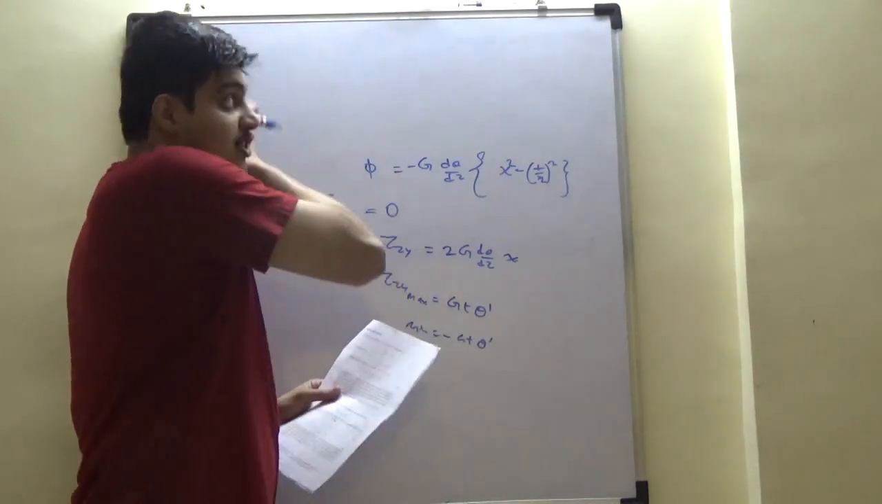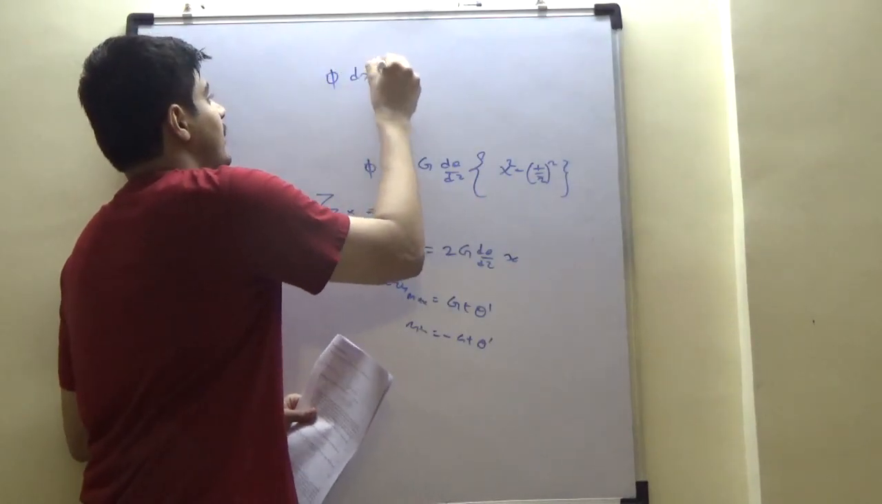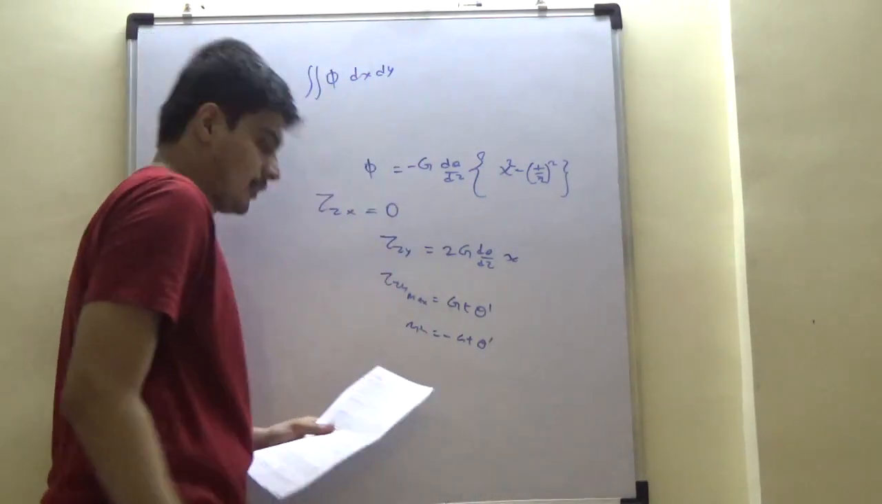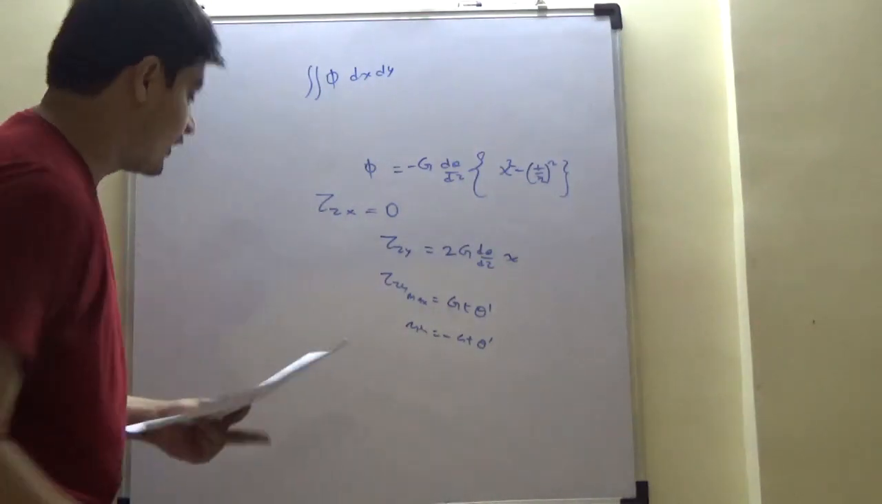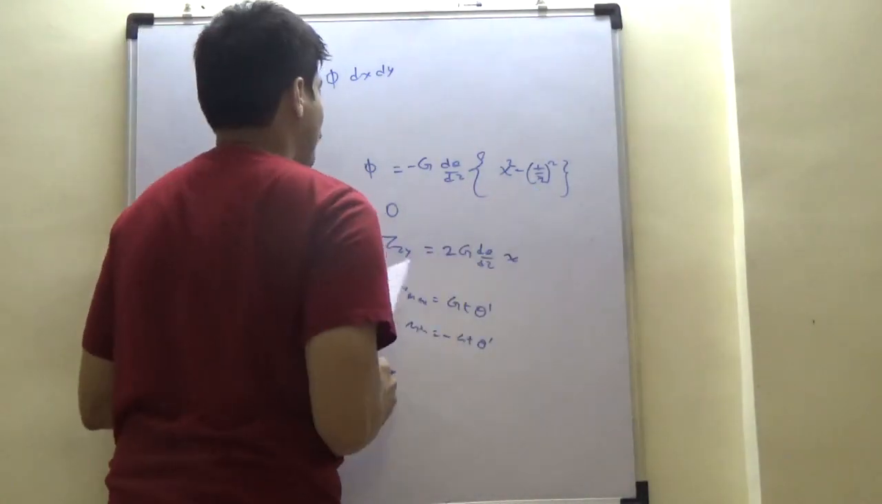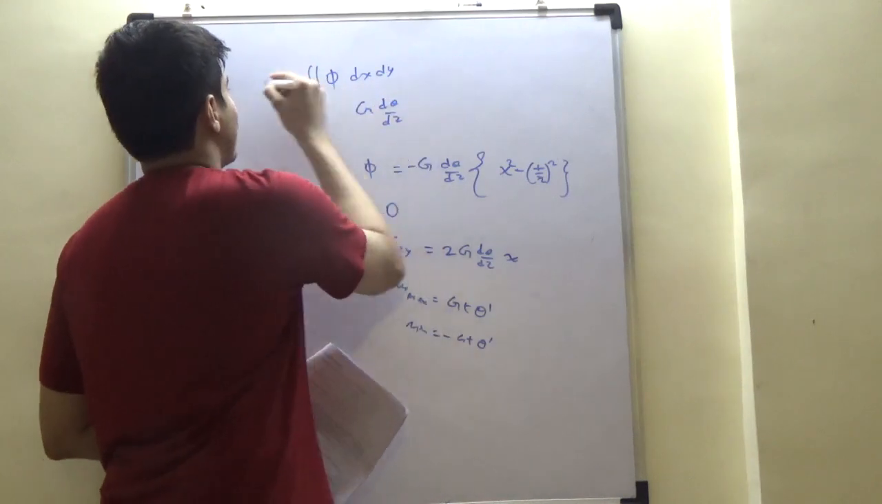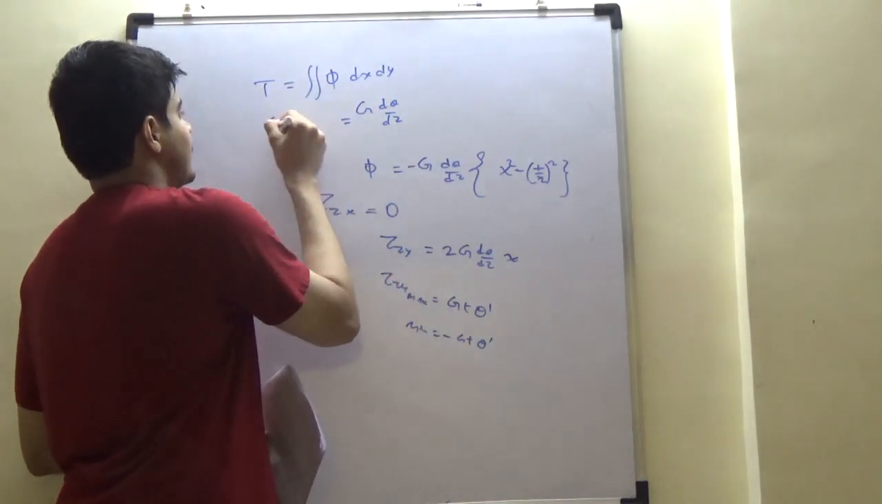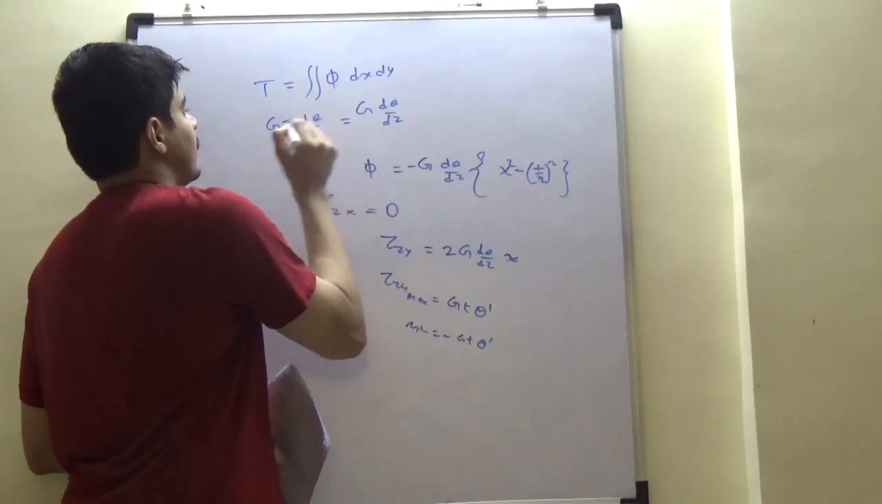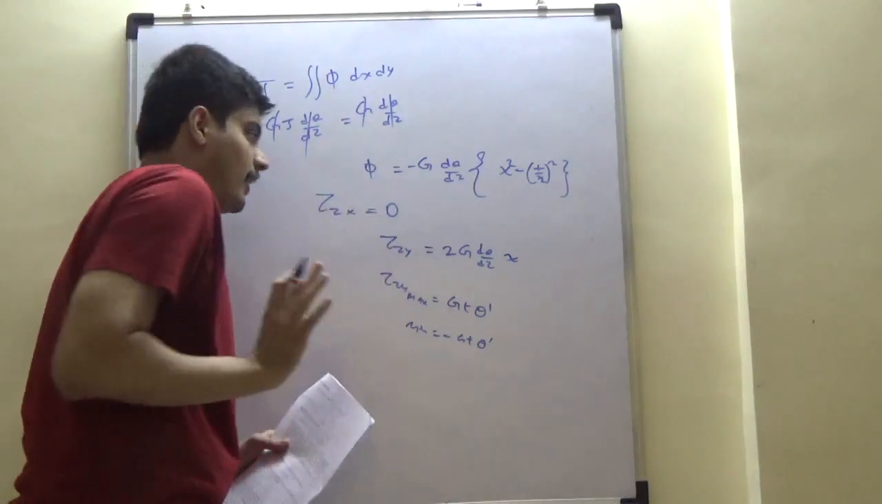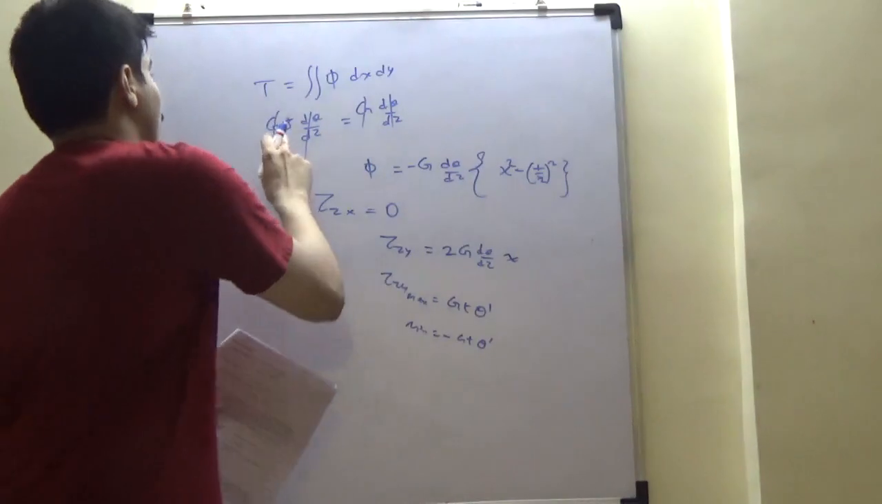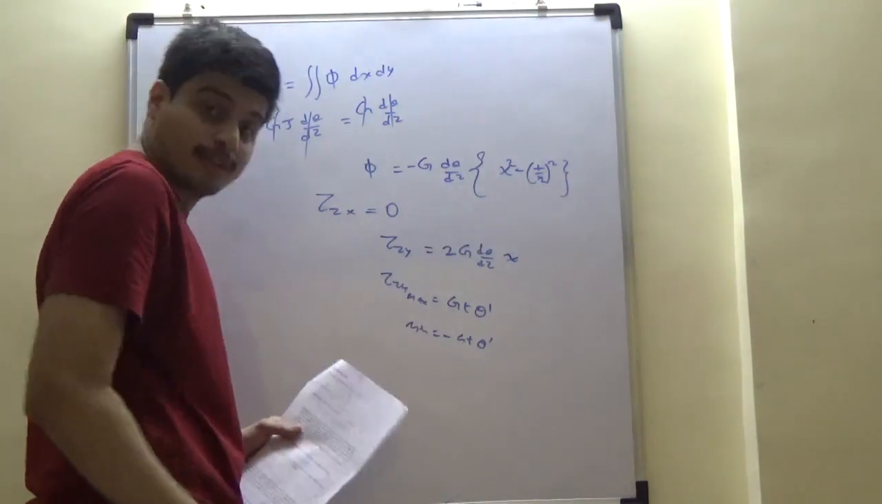Now let us look at this torque equation, phi dx dy, double integral. If we look at the double integral, what I am going to get is G d theta by dz is going to come out, and this is GJ d theta by dz. See, my whole objective is to find the moment of inertia, the rotational inertia, J, for this thin section.